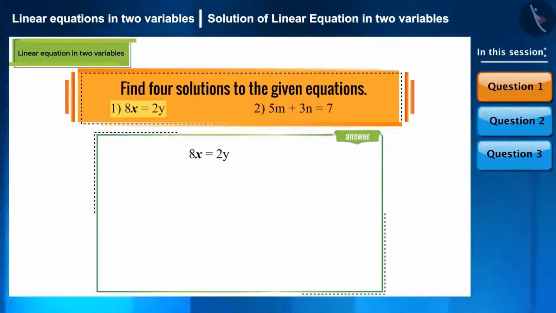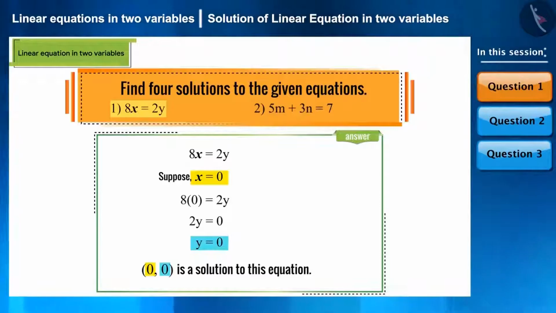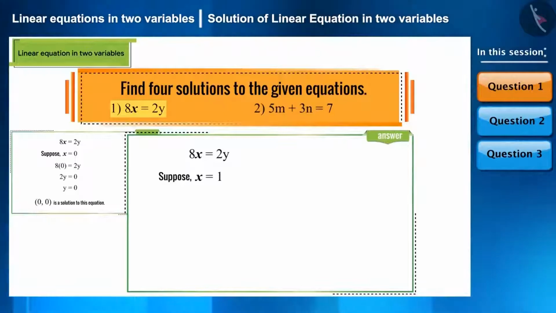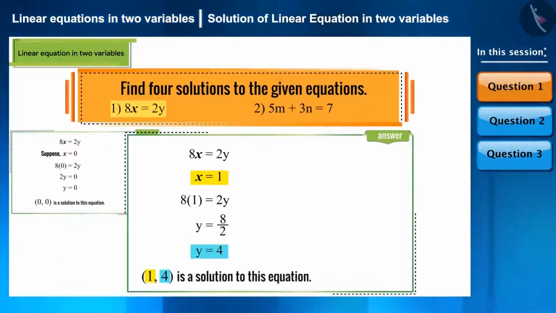A simple way to find the first solution is that we assume x as 0 and find the corresponding value of y. Substituting the value of x as 0 in the given equation gives the value of y as 0. Hence, (0, 0) is a solution to this equation. Now, let's take the value of x as 1. By placing the value of x as 1 in the equation 8x is equal to 2y, we will get a linear equation in one variable, and when we solve it, we will get the value of y as 4. So, (1, 4) is another solution to this equation.